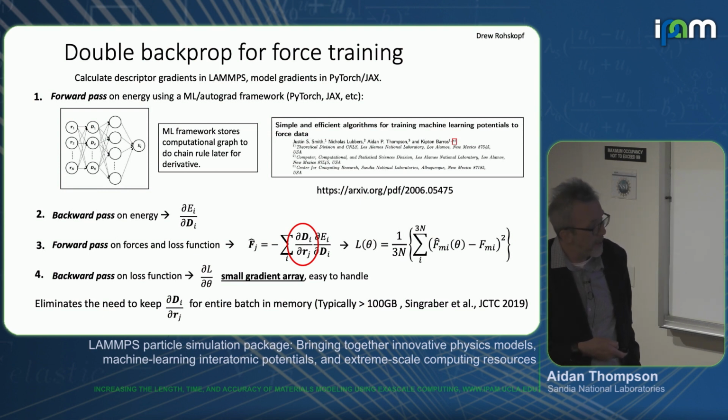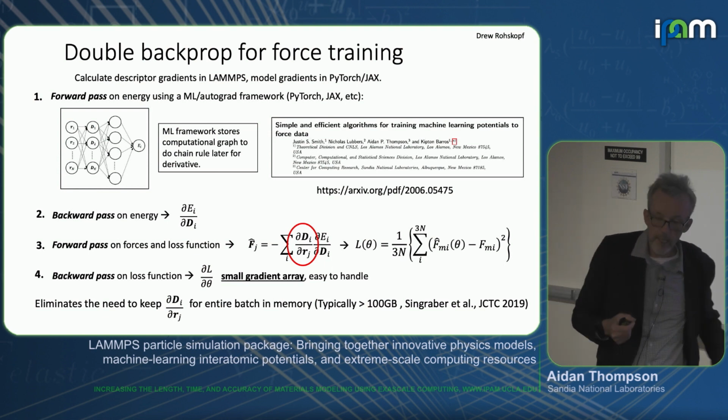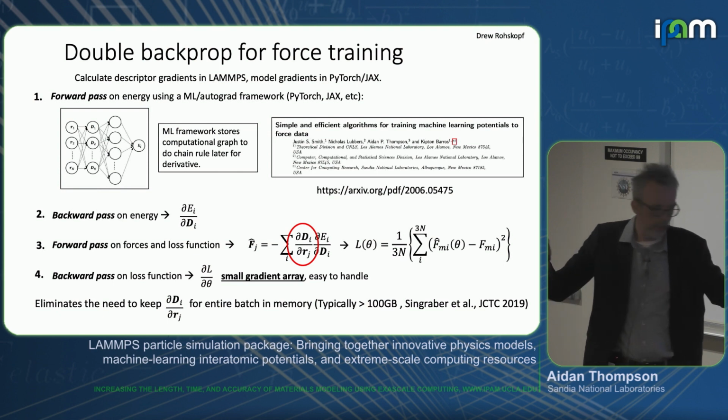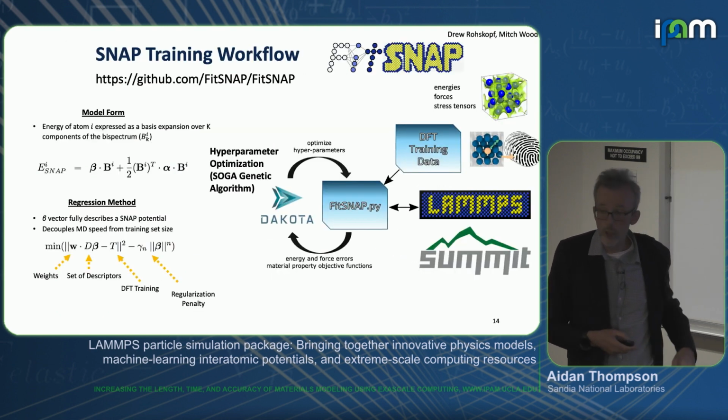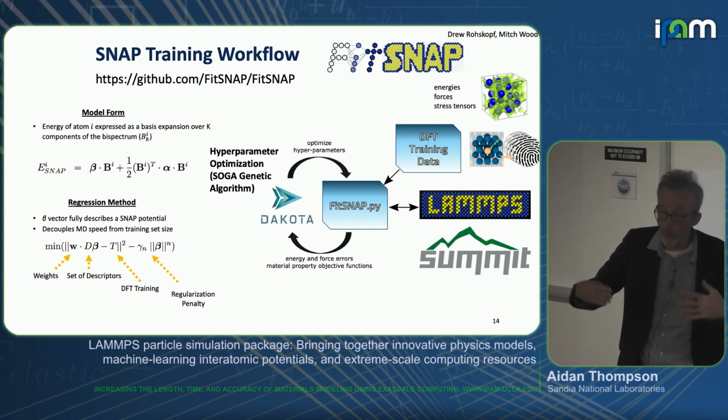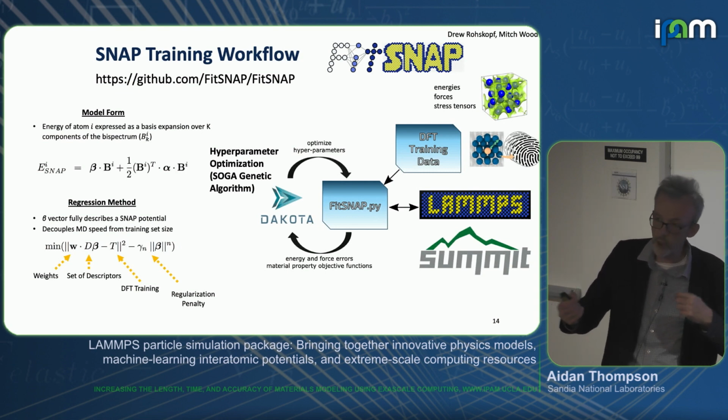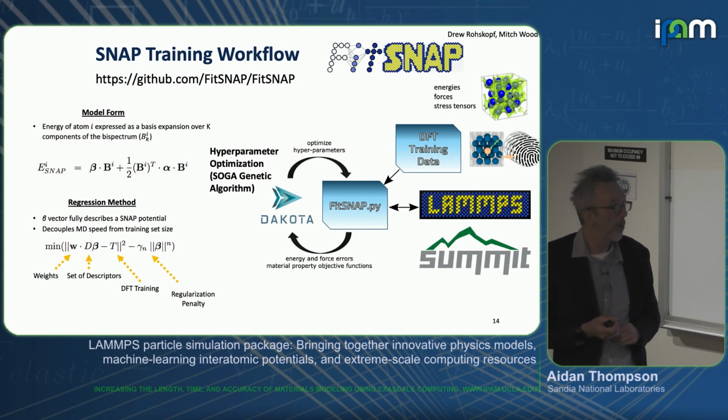So Drew has taken Nick Lubbers' method using double back propagation, and now has the loss function with respect to model parameters, including the dependence on force, packed into much smaller arrays that are only the size of a single configuration instead of all of the configurations. So that's a really nice thing. And it allows him to train forces now on a wide variety of different models, mixing and matching different descriptors with different energy models.